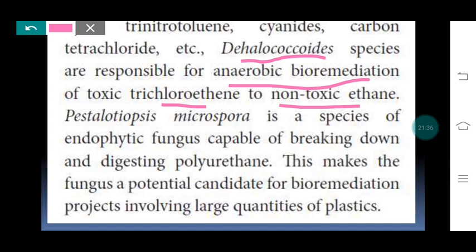And finally here we have the other one, called Pestalotiopsis microspora. This Pestalotiopsis microspora is a species of endophytic fungus, and this is all one mark question, which one is an endophytic fungus, capable of breaking down and digesting polyurethane. This makes the fungus a potential candidate for bioremediation projects involving large quantities of plastics.